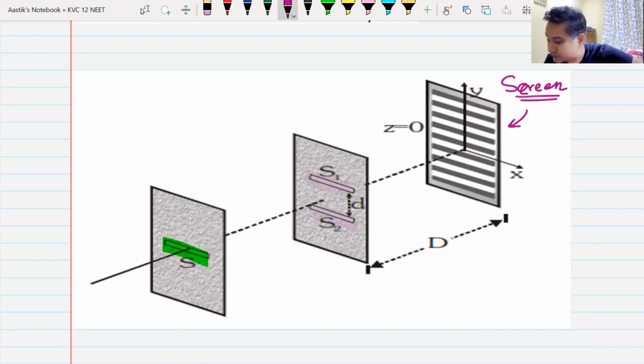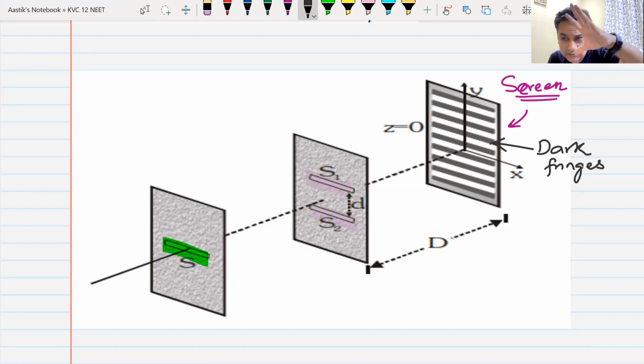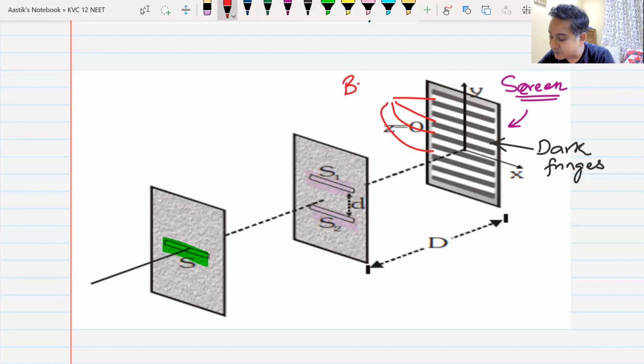This is the interference pattern, and you see some black lines and you see some white lines. These black lines are known as dark fringes. So you have darkness at some points. You can see this. And then you have the brighter aspect, the white lines. All these white lines are known as bright fringes.